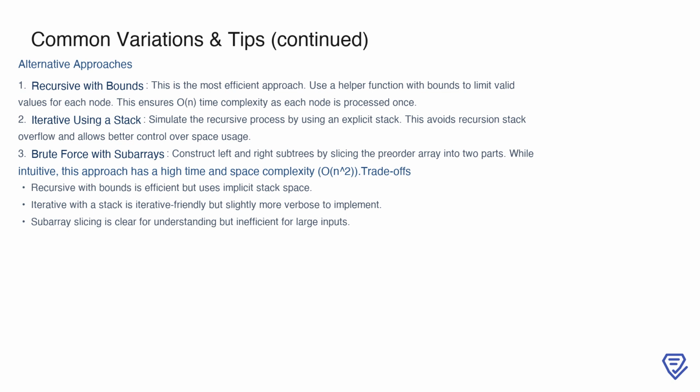A less efficient but intuitive method is brute force, where you construct the left and right subtrees by slicing the preorder array into two parts. While this approach is straightforward for understanding how the tree is built, it has a high time and space complexity of O(n squared), making it unsuitable for large inputs. Each approach has its trade-offs. Recursive with bounds is efficient but uses implicit stack space, iterative with a stack avoids recursion but can be more complex to write, and subarray slicing is clear but inefficient. Understanding these options and their limitations allows you to select the best strategy for the problem at hand.